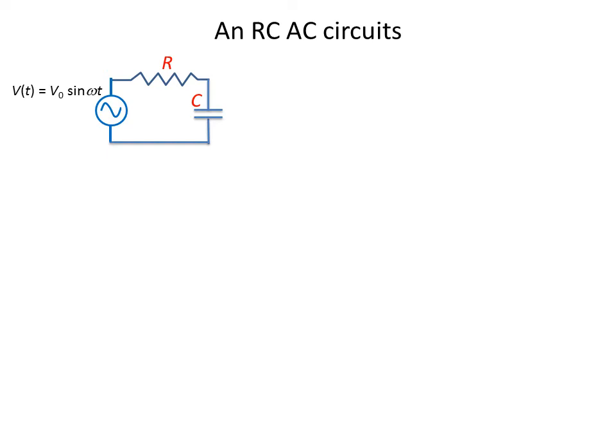This lecture looks at some more complicated AC circuits. First, we'll look at an RC AC circuit. That is a circuit which has a driving voltage that's sinusoidal, where there is a resistor and a capacitor in series.